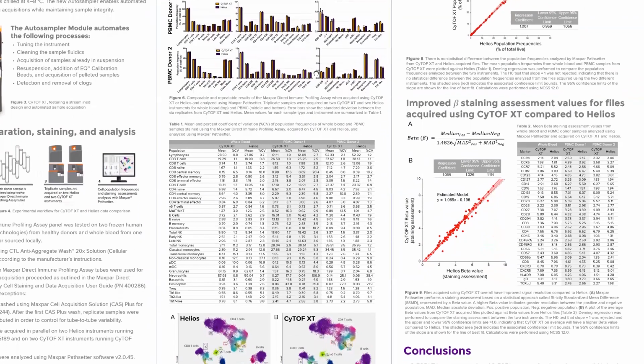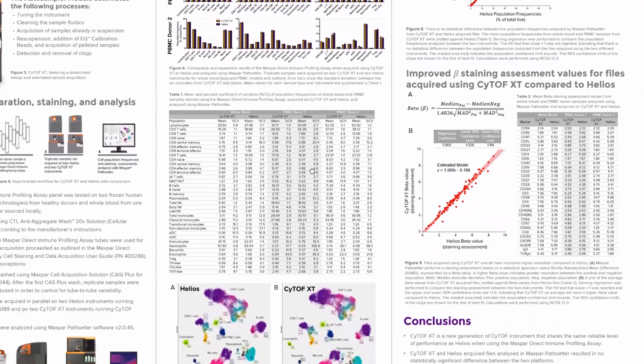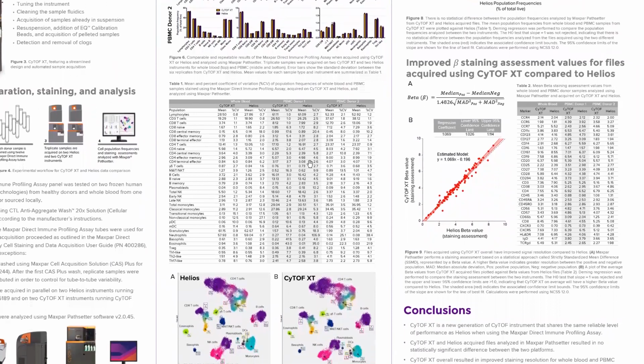Now looking at table 1 here, for a bit more details, you can see that the percentage population frequencies detected between these two different instruments are comparable. So if we look at all the major T cell populations here, you can see comparable mean and also percentage series obtained from different donors here. If we look at smaller rare populations like plasmacytoid dendritic cells, also comparable mean and percentage series were obtained between different instruments and different donors.